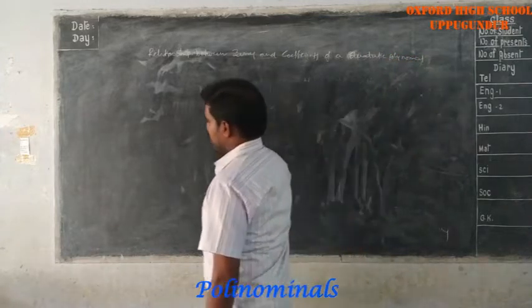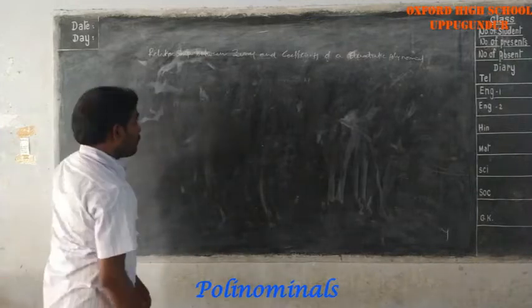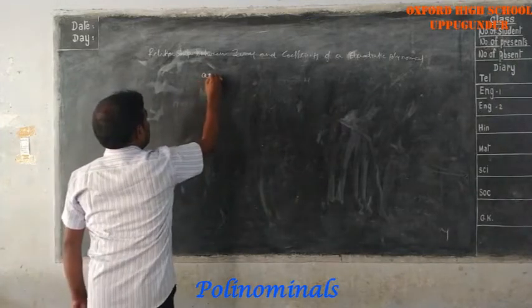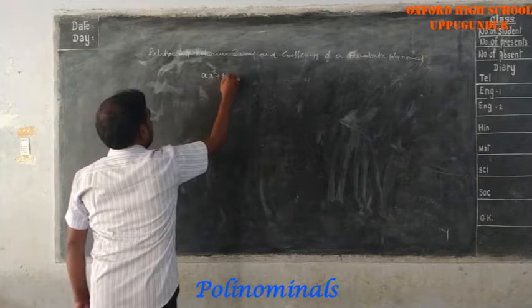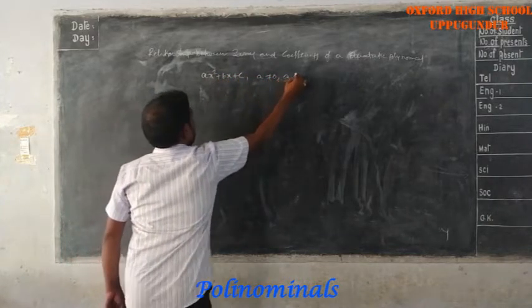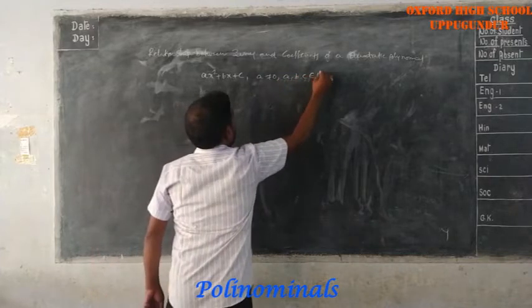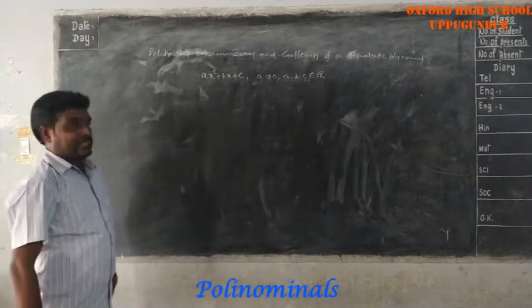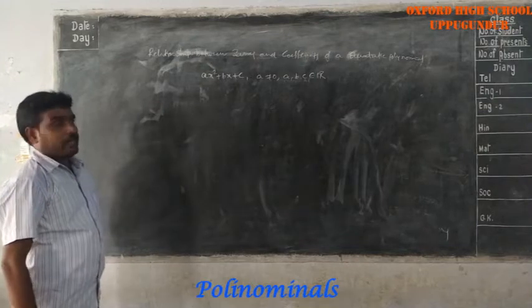So what is the general form of a quadratic polynomial? The general form of a quadratic polynomial is ax square plus bx plus c, where a is not equal to 0, and a, b, c belong to real numbers.